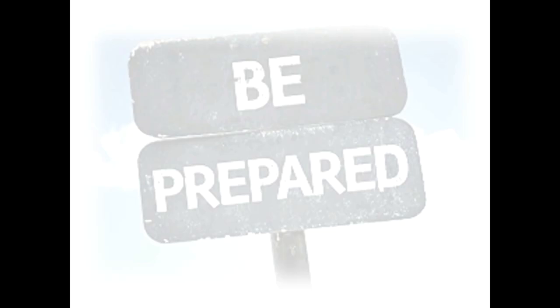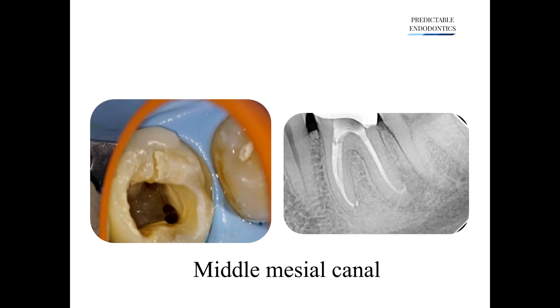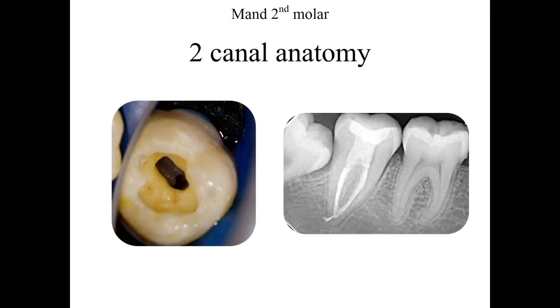So everything we have discussed so far are the common canal configurations. In addition to this, there will be minor variations that we will also come across in our day-to-day practice, and it's essential to be ready to handle them. The middle mesial canal of the mandibular first molar, which we had already discussed. The mandibular second molar, in addition to the 3 and the 4 canal anatomy, also comes with a common 2 canal anatomy.